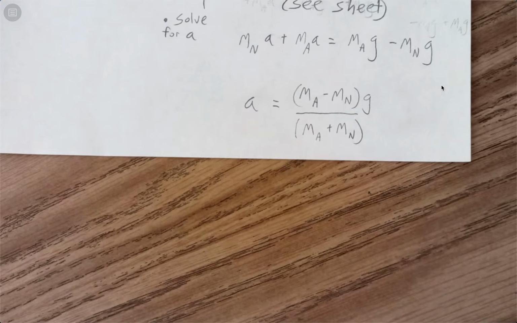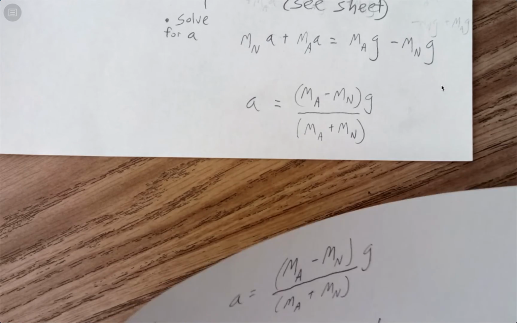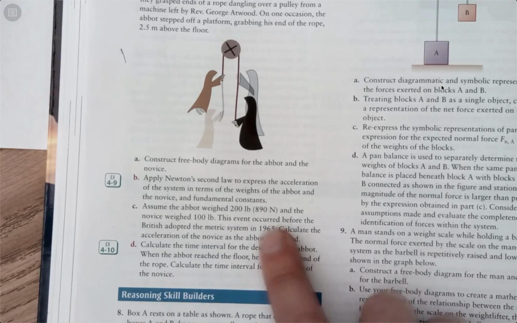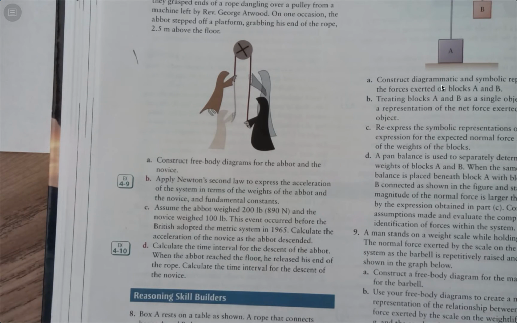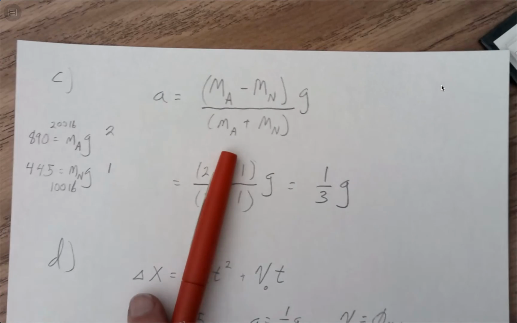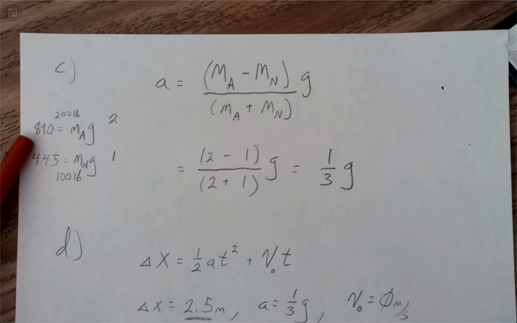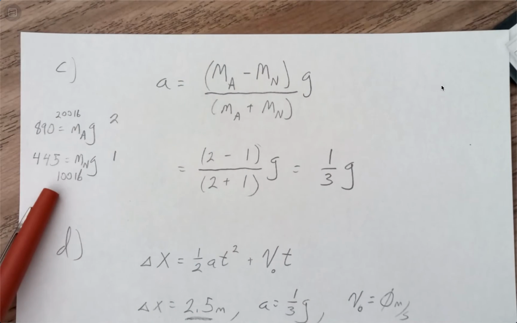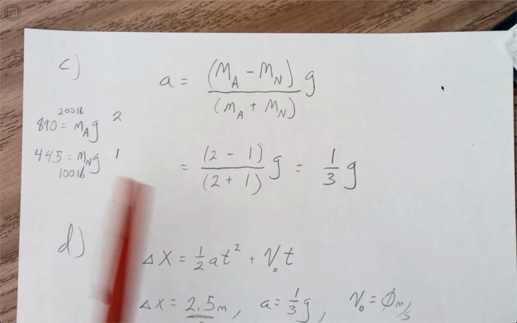Then for part C, what does it say in part C? It says, assume the abbot weighs 200 pounds and the novice weighs 100 pounds, and we're going to calculate the acceleration for this abbot. So in part C, we're using that expression we just derived in part B. Now we know that their weight, 890 and 445 newtons, if it's 200 pounds and 100 pounds, then we know that their weight is here. Now, I wrote this in terms of their mass.